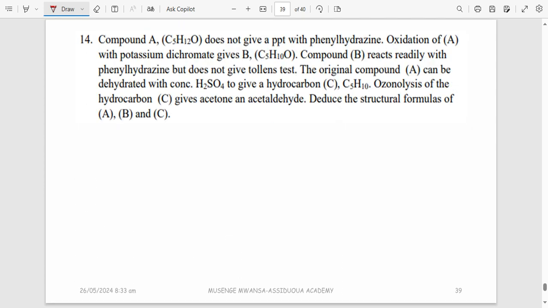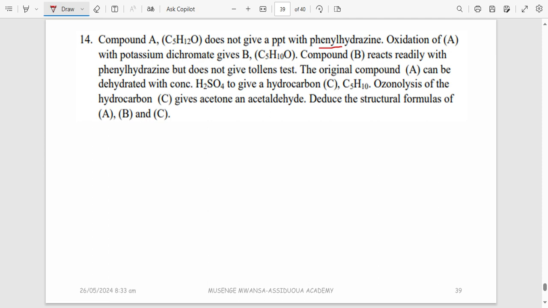Okay. And then there's also this one. Compound A, C5H12O, does not give a precipitate with phenylhydrazine. What does that mean? We've already forgotten.